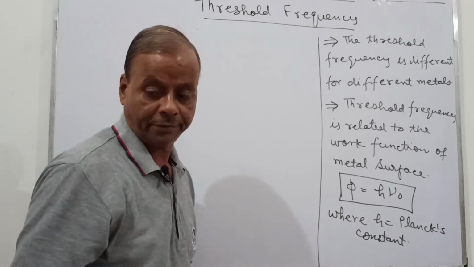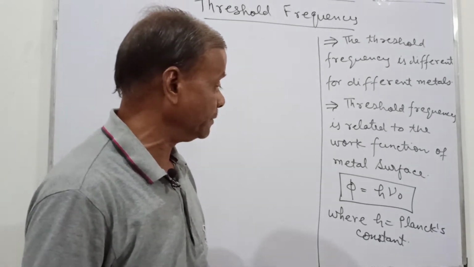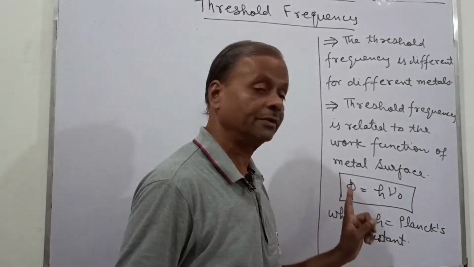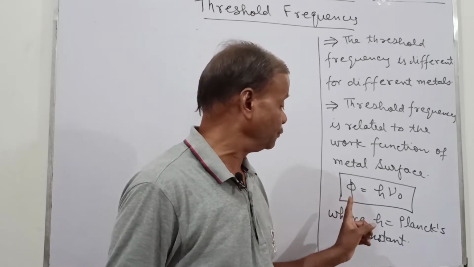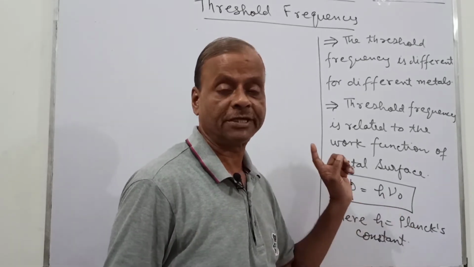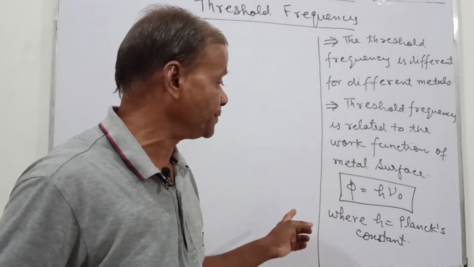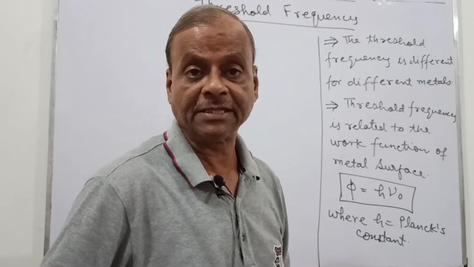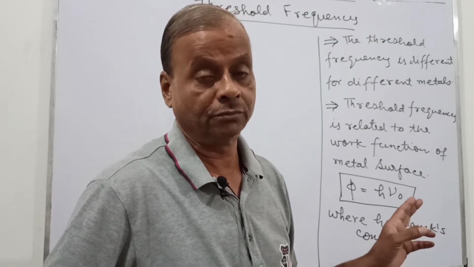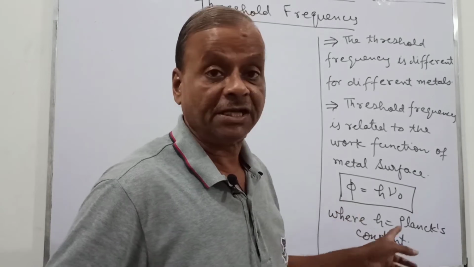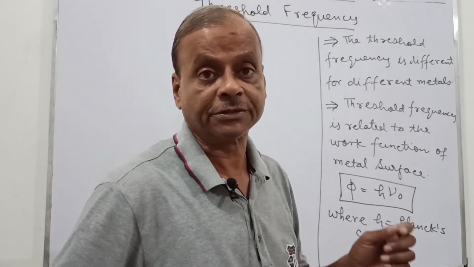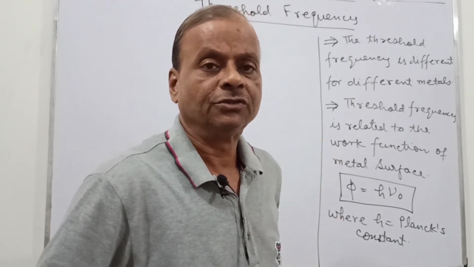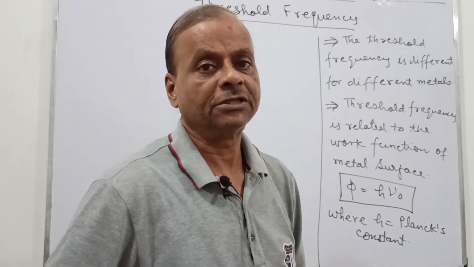And you can see from here that the minimum threshold frequency gives the minimum work function, and the maximum threshold frequency gives the maximum work function. So we can say that this work function depends upon the threshold frequency. It means that the work function is also different for different materials, as I have told you in the earlier video. And there are certain factors which affect this work function, so they also affect the threshold frequency. So threshold frequency depends upon three factors.